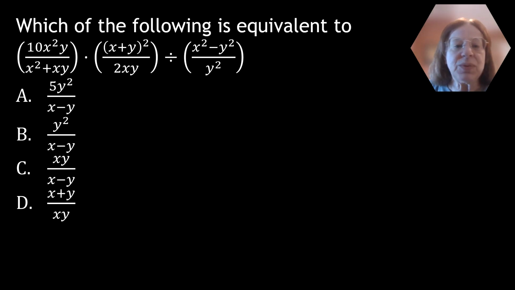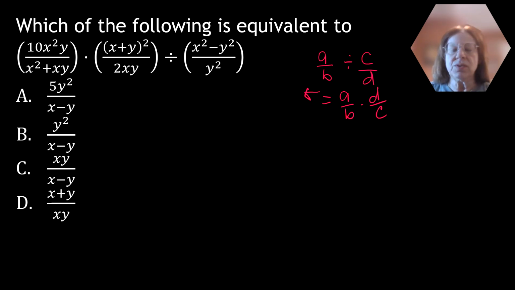Which of the following is equivalent to this expression, the quantity 10x squared y over x squared plus xy, times the quantity x plus y squared over 2xy, divided by the quantity x squared minus y squared over y squared?